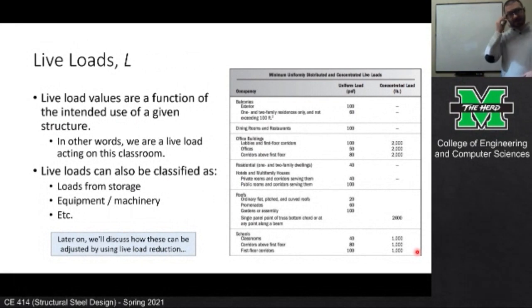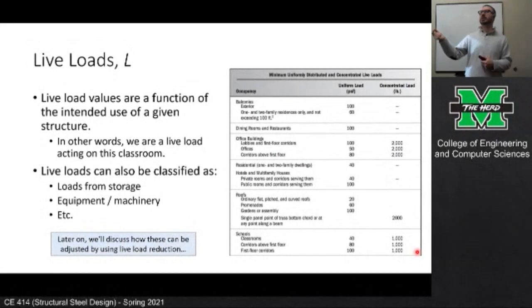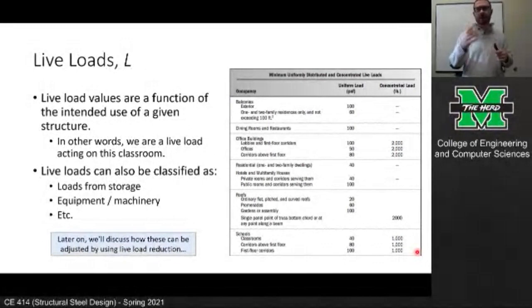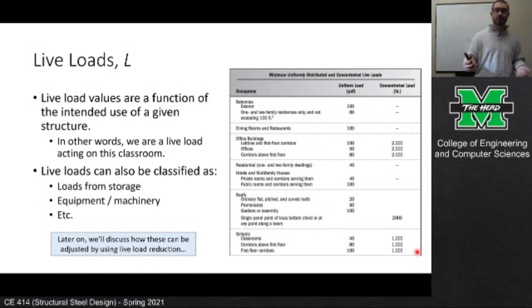Now let's talk about live loads. It's a very simple term, like dead loads and live loads, but really what I like to use is the term occupancy. Live loads represent what the structure is being used for. So the live loads in a hospital are going to be different than the live loads in a school, and different than the live loads in an office building or a theater or what have you. If we were in person, I'd say we are a live load acting on this classroom. Whatever the structure is being used for is going to dictate what you're designing for.